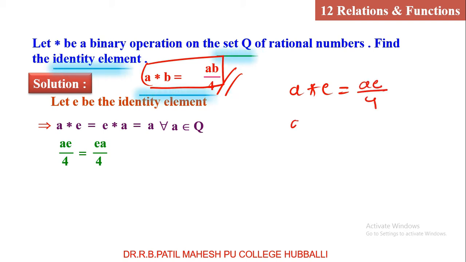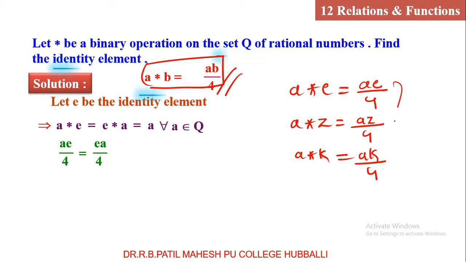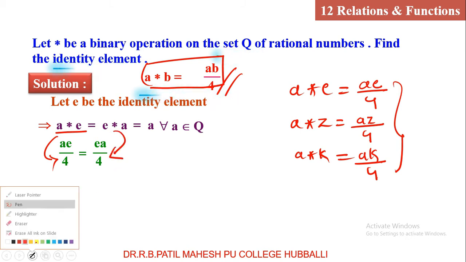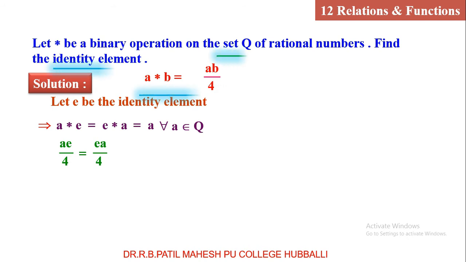If I ask you A star Z, what are you going to say? AZ upon 4. If I ask you A star K, what are you going to write? AK upon 4. So like this, if you understand, then A star E is AE upon 4, then E star A is EA upon 4. So I am applying just the given operation. So simplification, 4 and 4 will get cancelled. Then after simplification we get A. Therefore AE upon 4 is equal to A.